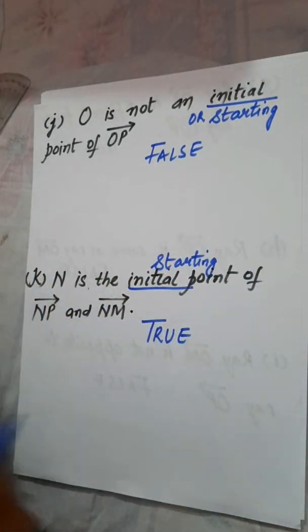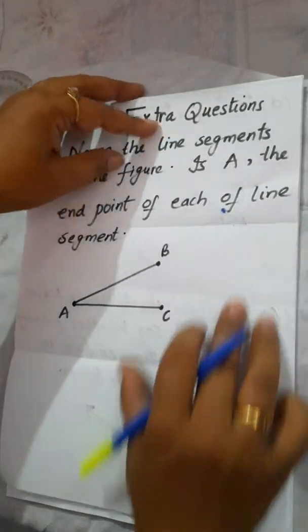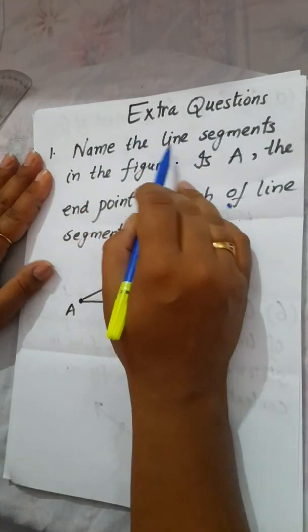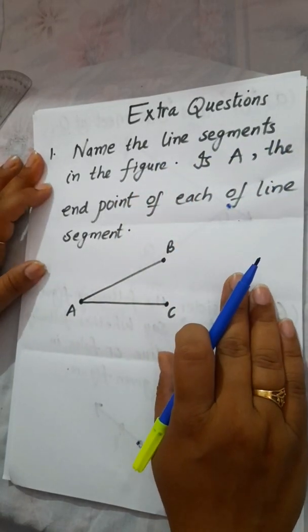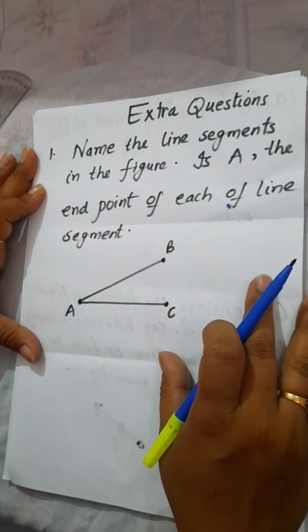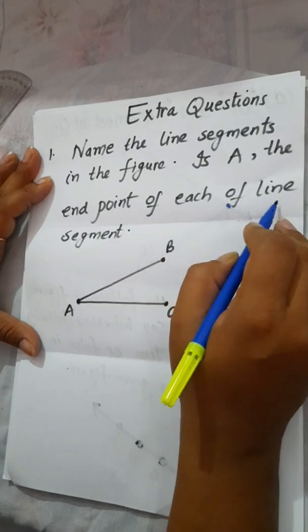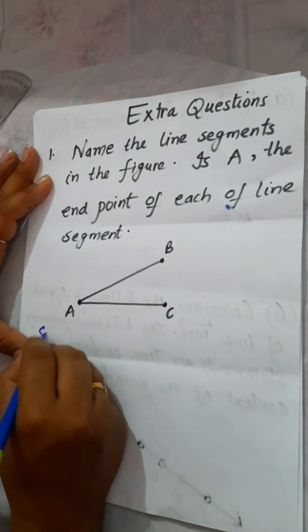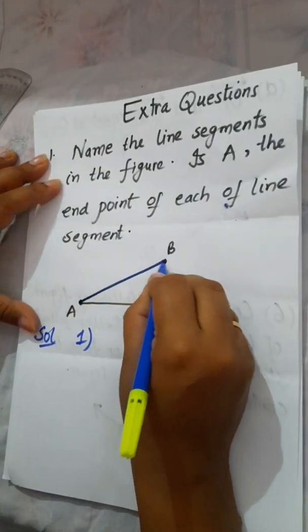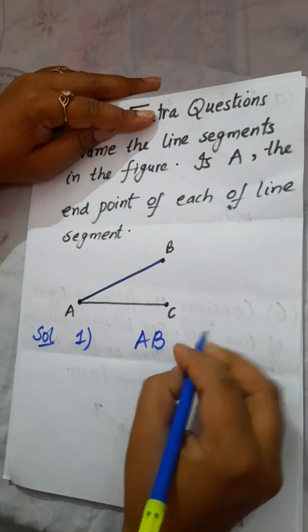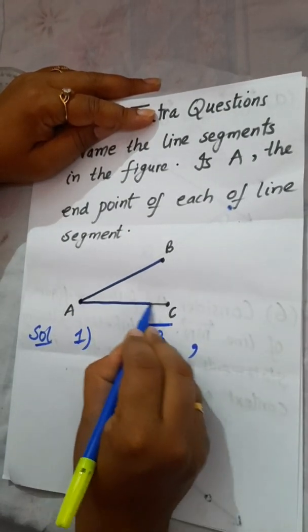Now let's practice some extra questions also. So this is your question number 1. This question is: name the line segments in the figure. As this figure is given to you, you have to name the line segments. As we know, in a line segment both ends have endpoints. And the next question is: is A the endpoint of each of the line segments? So let's answer the first part. Name the line segments. Here AB is a line segment and the symbol of line segment is this, and the next line segment is AC.